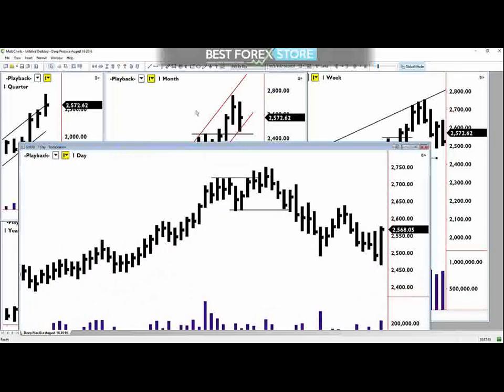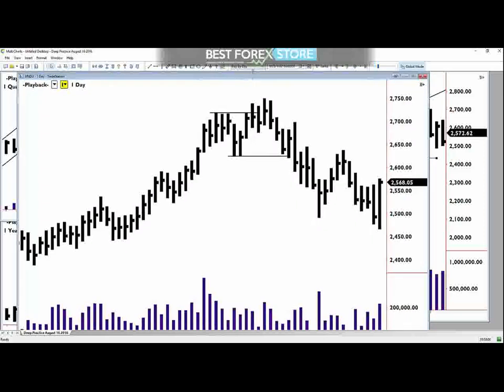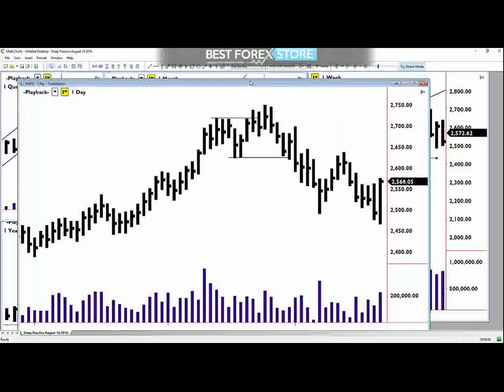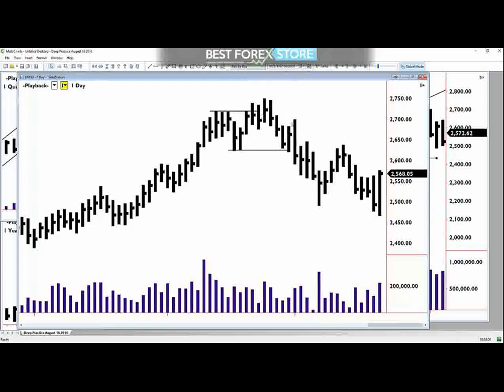But here's the daily. What do we notice here? It's a little hard to do all these charts at one clip, and probably not really all that necessary, but you'll see why I want to do this in a minute. What do we notice here?